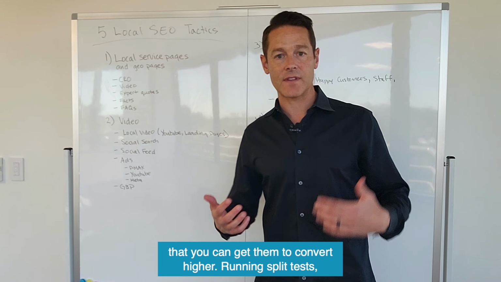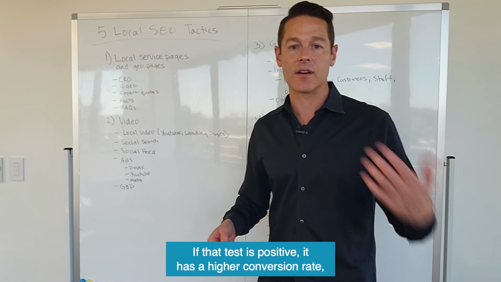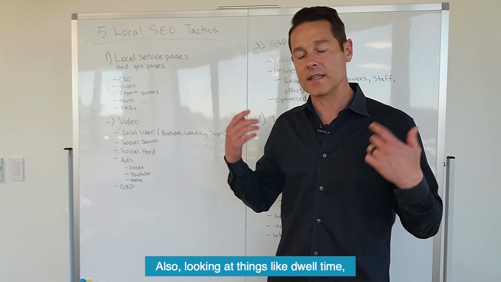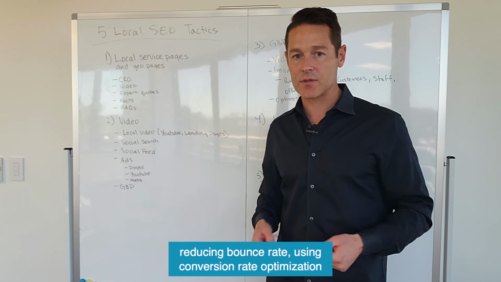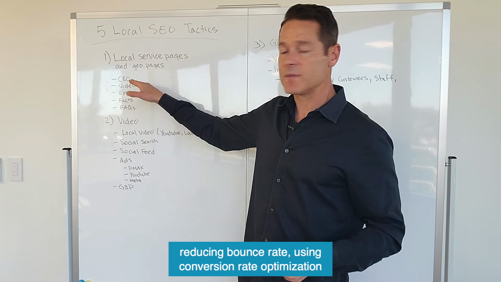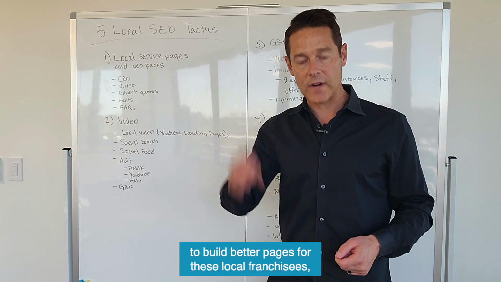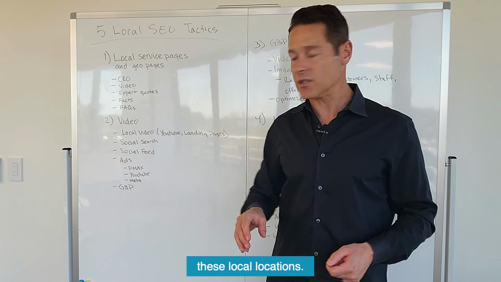Running split tests, if that test is positive, it has a higher conversion rate, rolling that out across all the pages. Also looking at things like dwell time, reducing bounce rate, using conversion rate optimization to build better pages for these local franchisees, these local locations.